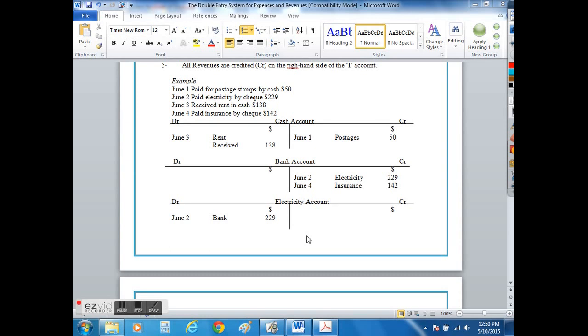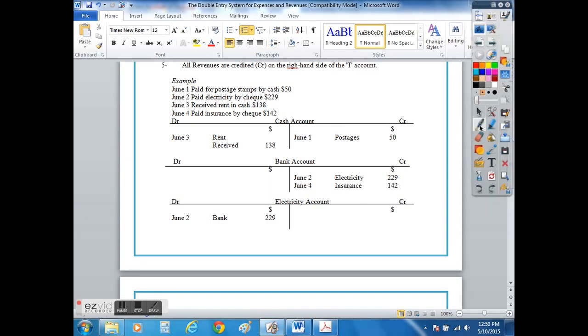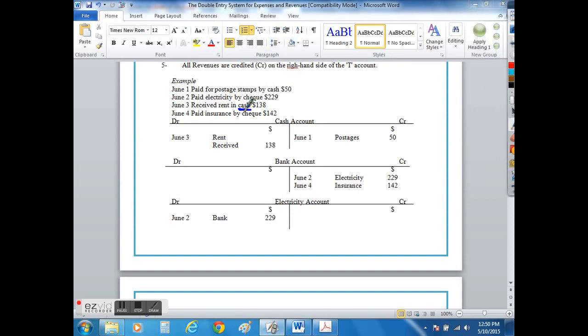If we consider the third transaction, which is on June the 3rd, we can see that the company receives, other than sales, a rent of $138 in the form of cash. So that, as it's a receipt, would go into the business cash T account on the debit side on June the 3rd, and it would be recorded for the amount of $138.